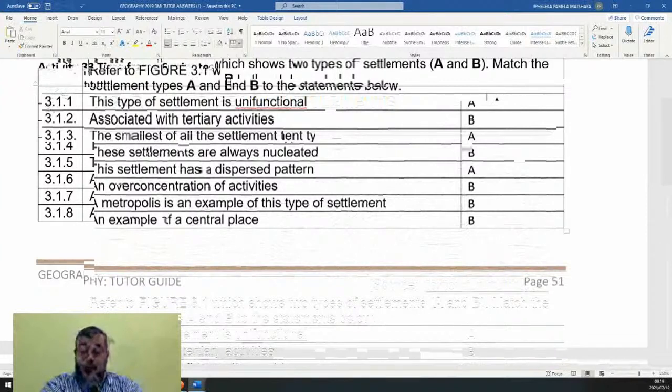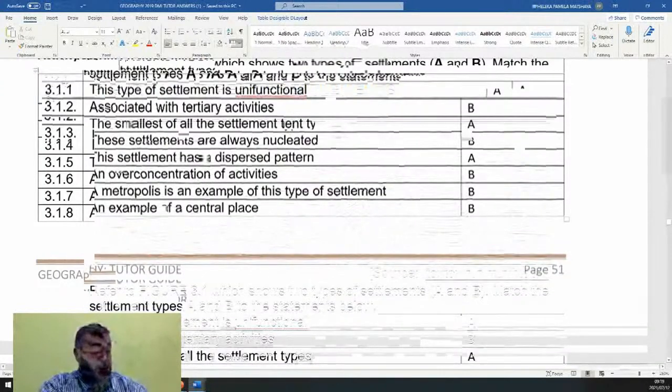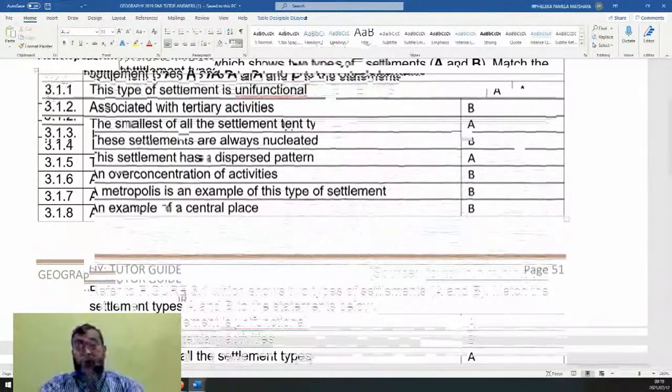A settlement associated with tertiary activities is obviously B, because in the city, that is where we find tertiary activities in place. The smallest of the settlement types, A, is your rural. Remember your three smallest ones: your isolated farmstead, your hamlet and your village are all rural.